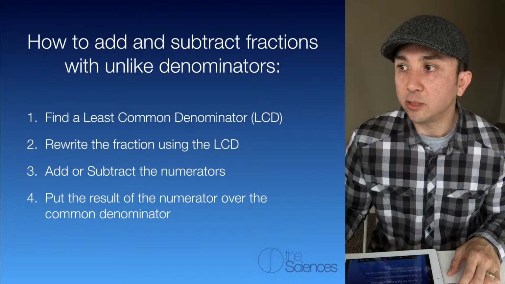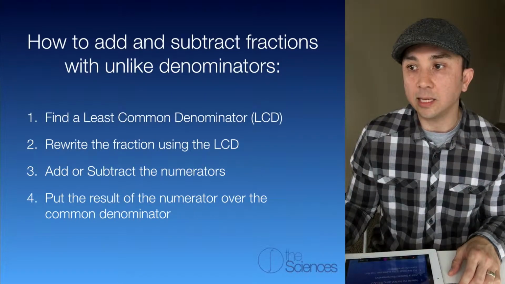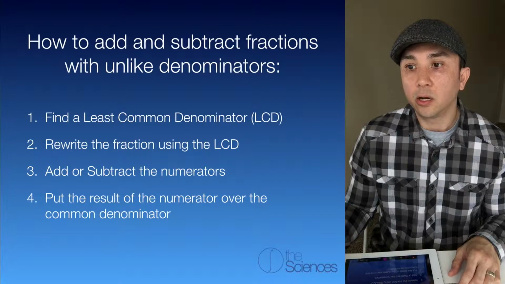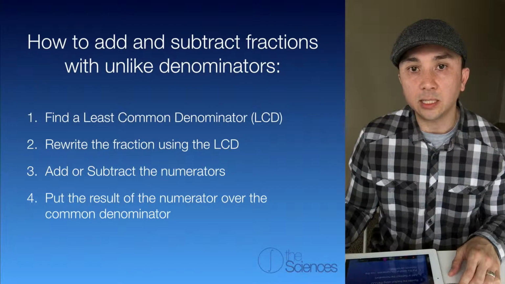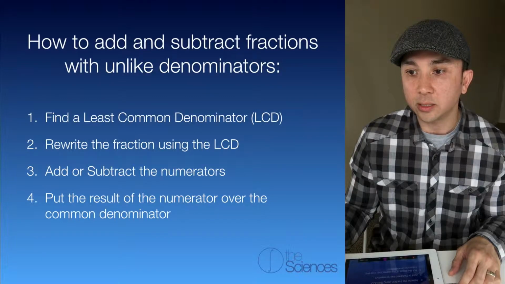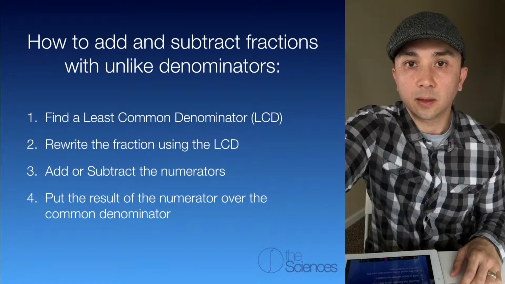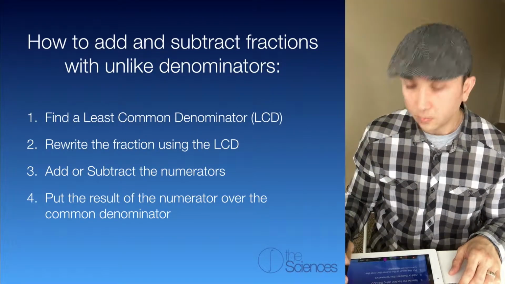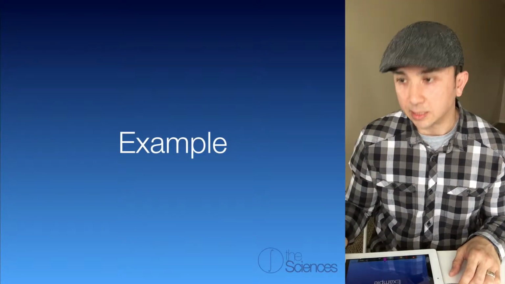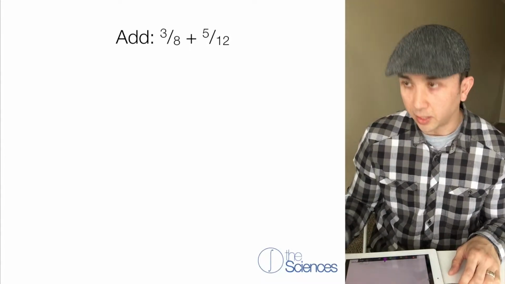Now, how do we add and subtract fractions with unlike denominators? Well, first we're going to find a least common denominator, rewrite the fraction using the least common denominator, and then we're going to add or subtract the numerators, and then we're going to put the result of the numerator over the common denominator. So let's go over an example. Let's add 3/8 plus 5/12.